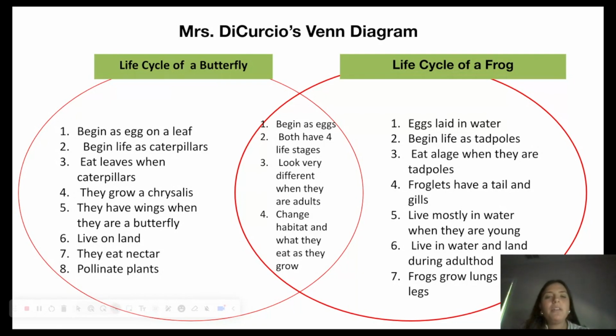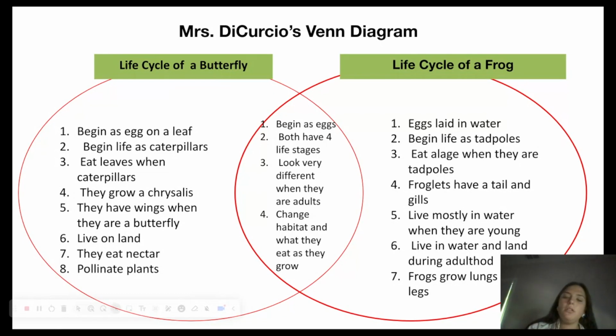So then, after we've done everything that's different for the life cycles, what's similar? Well, both begin as eggs. They have four life cycle stages. They both look very different when they are adults. A tadpole does not look like a frog, right? You wouldn't even think those are the same animal. And you wouldn't think that a caterpillar can become a butterfly. And they both change their habitat as they grow.